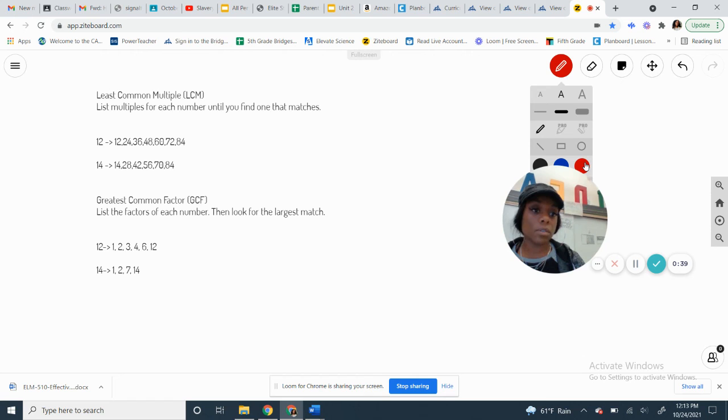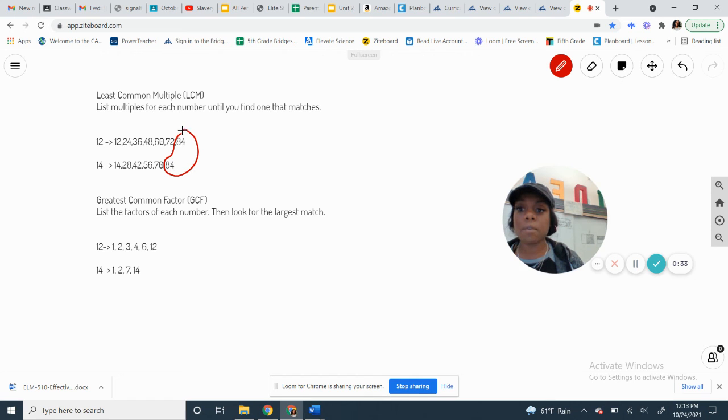So what I'm going to do now, I'm going to circle this. Here is our LCM. It was 84. But our greatest common factor between the same numbers, right, is 2. So we have 12 and 14, LCM is 84. 12 and 14's greatest common factor, however, is 2.